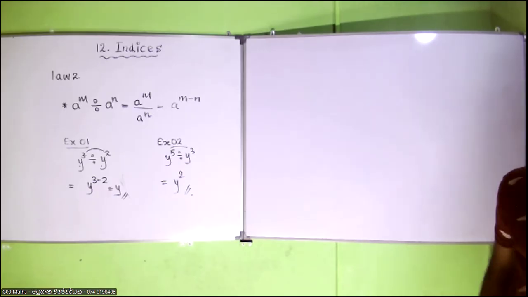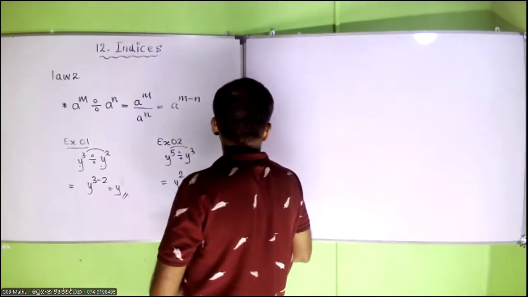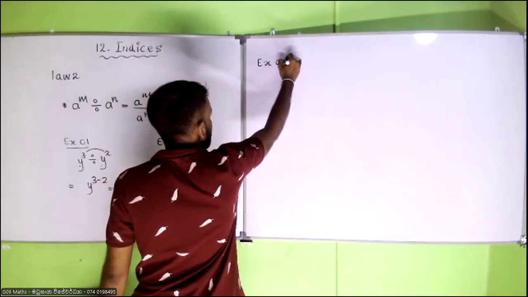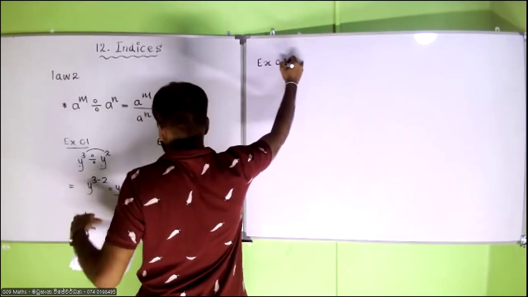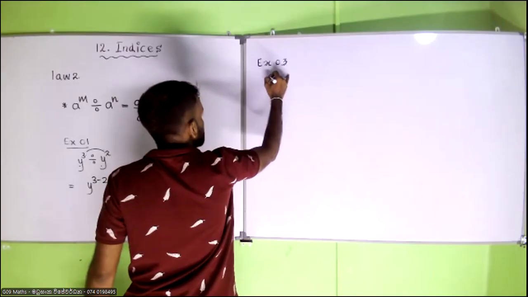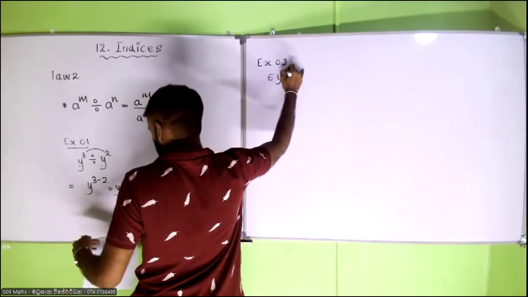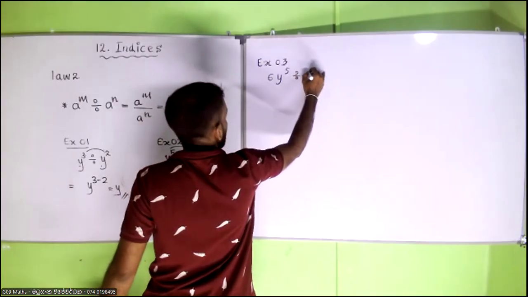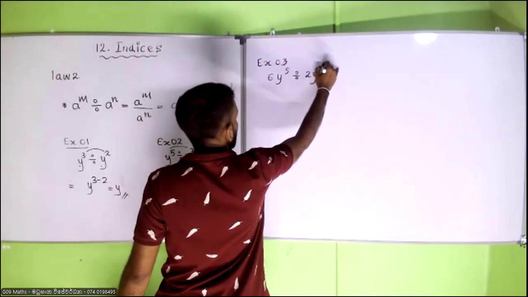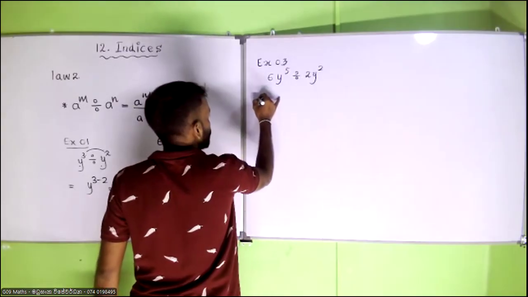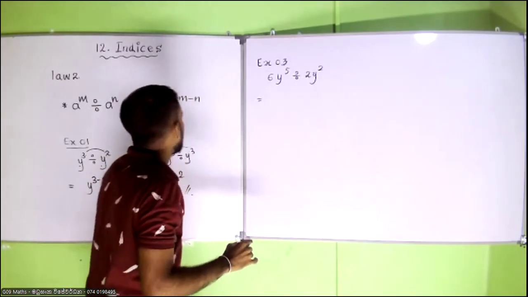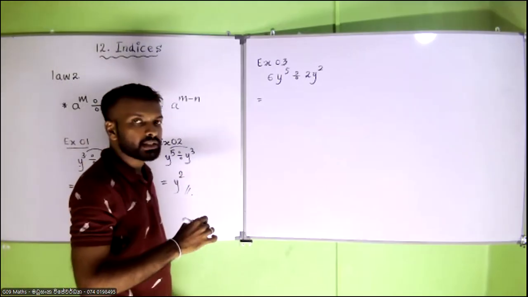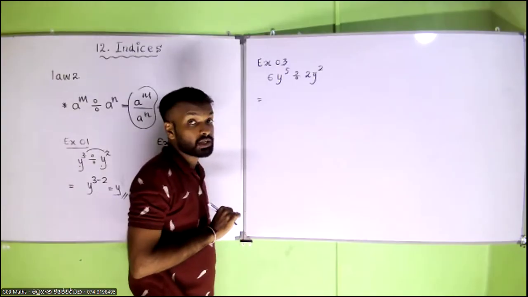Okay. So by doing example number 3, then we take the break after this. 6y to the power 5 divided by 2 times y to the power 2. So how are we going to write this? We can write it like this. We can do it like that. So you would better use that.